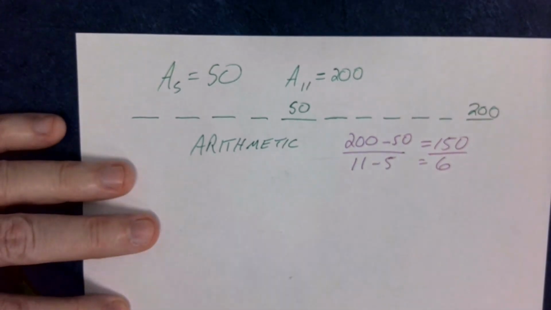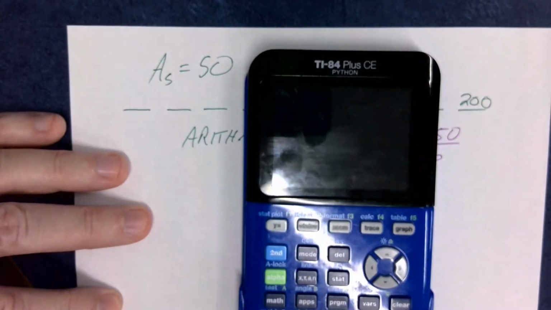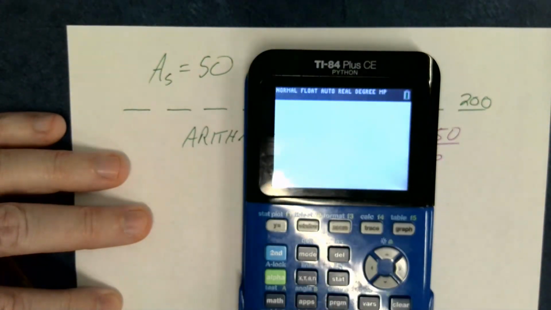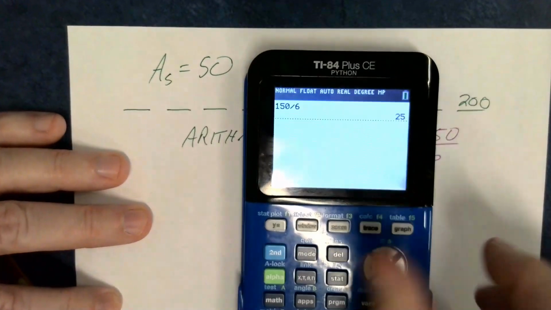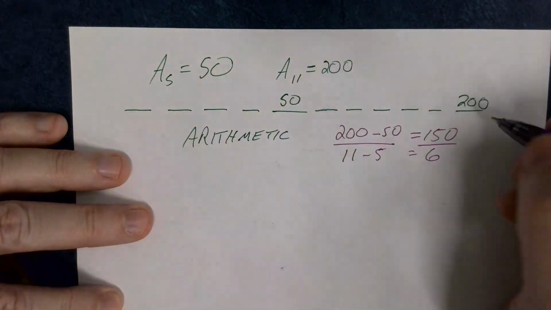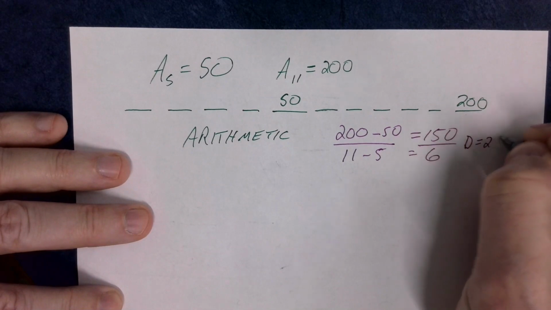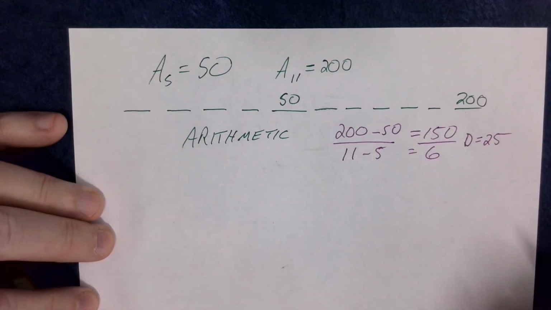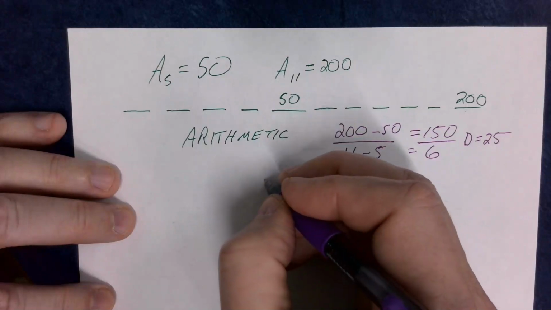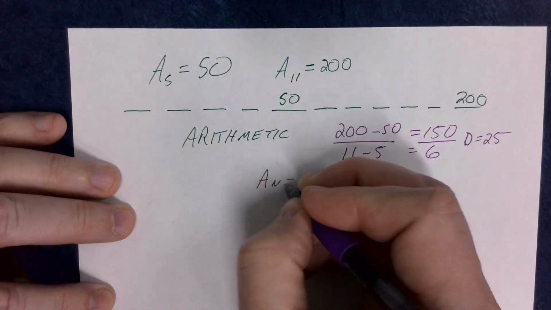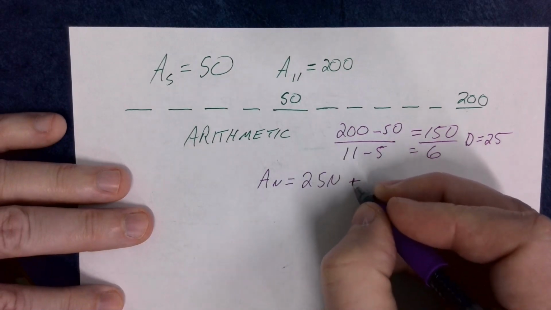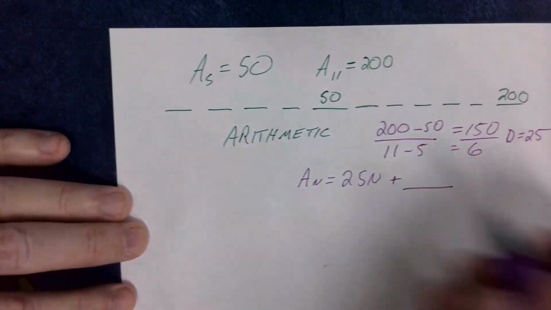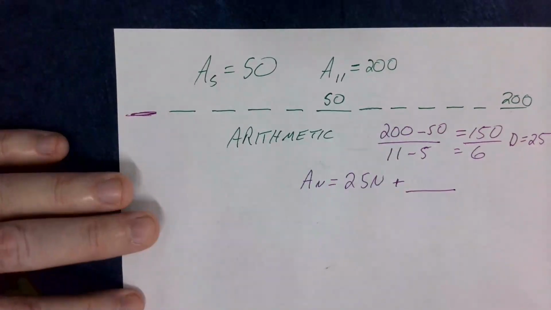So I'm going to take 150 and divide it by 6. On my handy dandy little calculator, 150 divided by 6 tells me that each term has to go up by 25 in order for this to work out. So I know that my d is equal to 25. Then, in my class at least, I'm going to do 25n plus what I call the fixer. Well, the fixer is just whatever term's right down here.